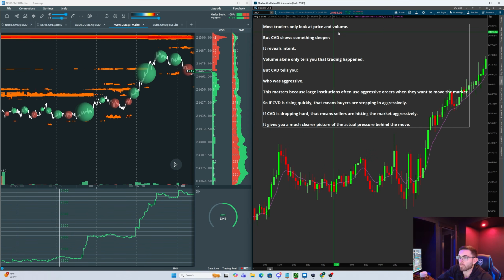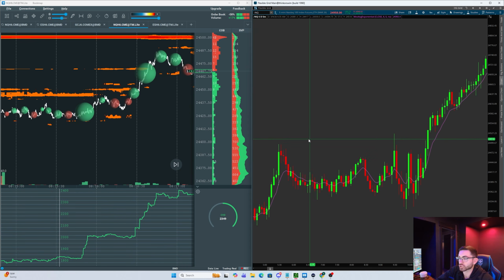Most traders only look at price and volume, but CVD shows something deeper. It reveals intent. And volume alone only tells you that trading is happening or happened. But CVD tells you who was aggressive. This matters because large institutions often use aggressive orders when they want to move the market. So if the CVD is rising quickly, that means buyers are stepping in aggressively. If CVD is dropping hard, that means sellers are hitting the market aggressively. It gives you a much clearer picture of the actual pressure behind the move.